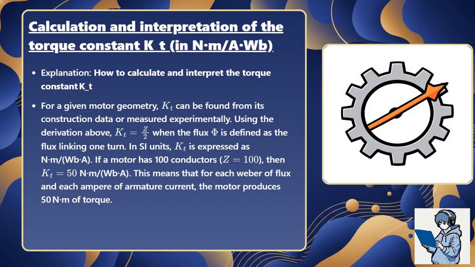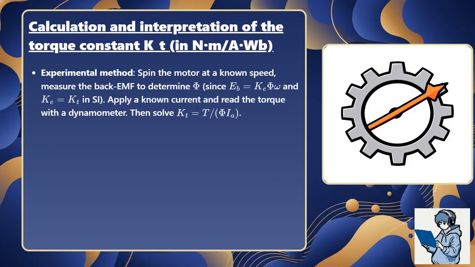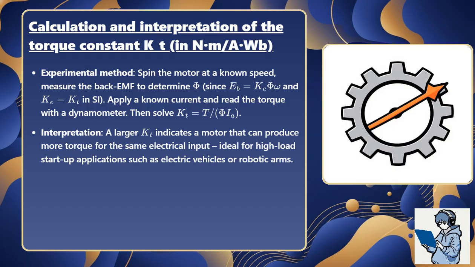Experimental method: spin the motor at a known speed. Measure the back EMF to determine phi, since E sub B equals KE phi omega and KE equals KT in SI. Apply a known current and read the torque with a dynamometer. Then solve K sub T equals T divided by phi IA.